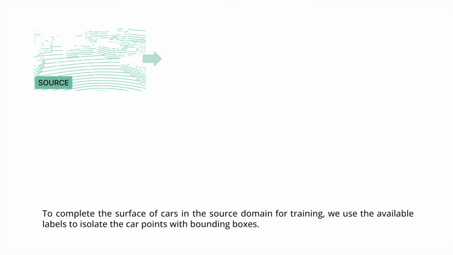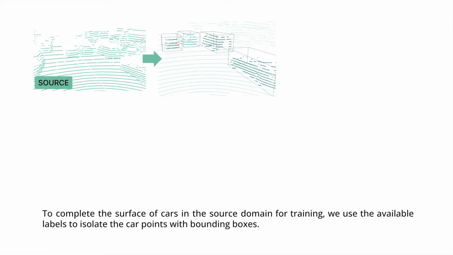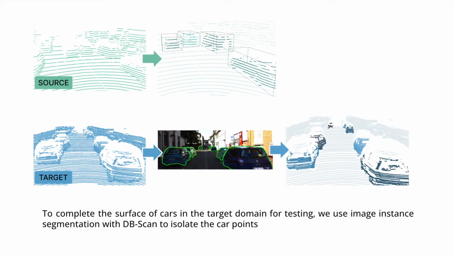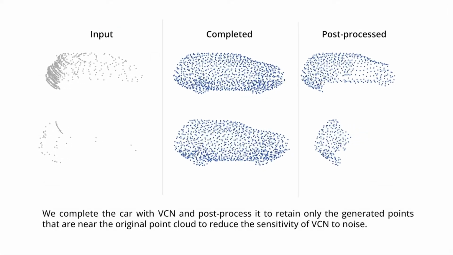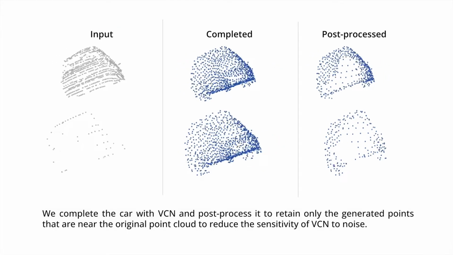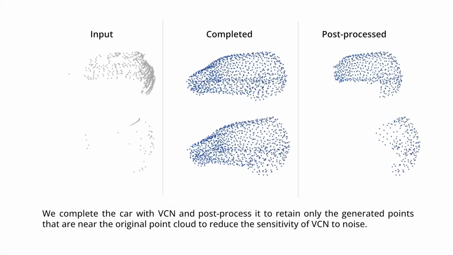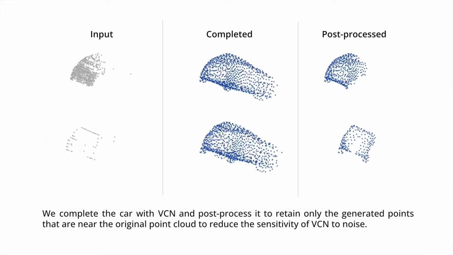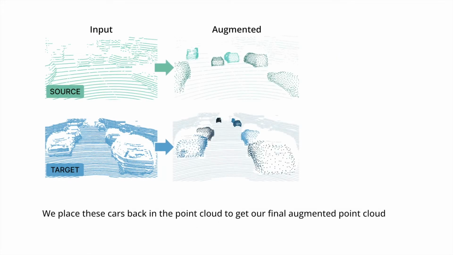To complete the surface of cars in the source domain for training, we use the available labels to isolate the car points with bounding boxes. To complete the surface of cars in the target domain for testing, we use the image instance segmentation with DBSCAN to isolate the car points. We then complete the car with VCN and post-process it to retain only the generated points that are near the original point cloud to reduce the sensitivity of VCN to noise. We place these cars back in the point cloud to get our final augmented point cloud.